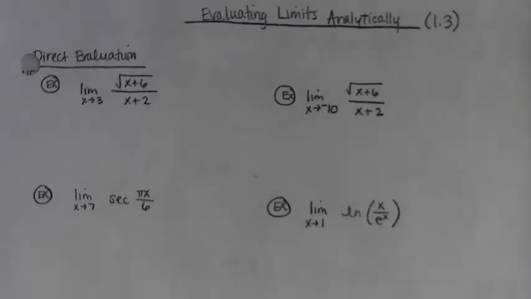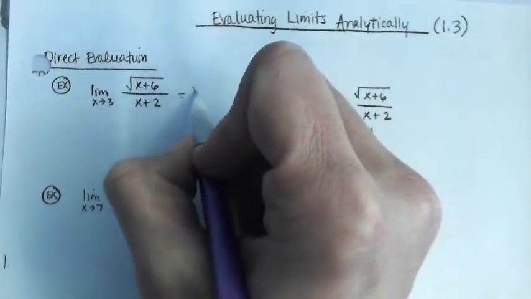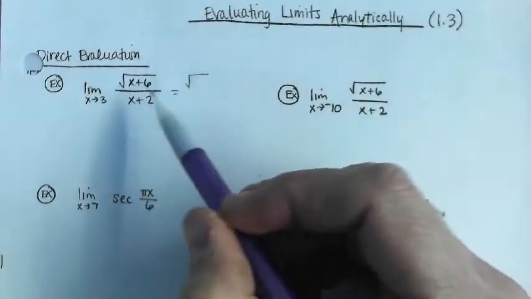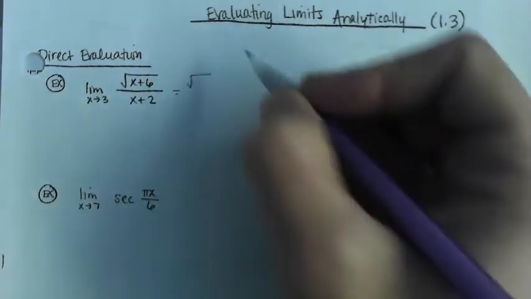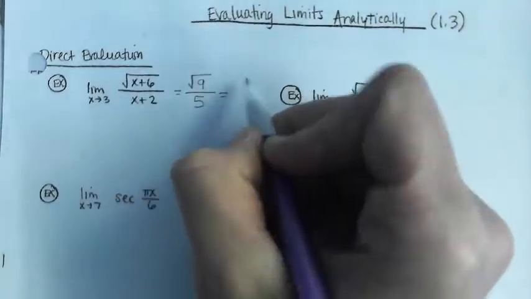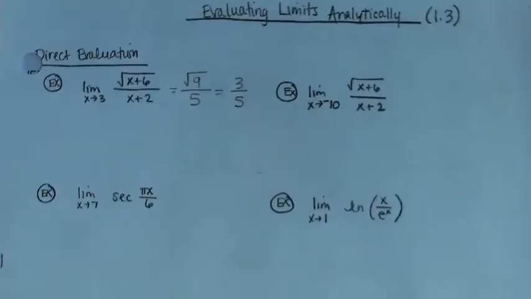So direct evaluation, obviously your first move, and in rare instances, that'll be enough. So if I plug in 3 here, the square root of 3 plus 6 is the square root of 9 over 3 plus 2 is 5, and that'll just give you 3/5, and we're done.